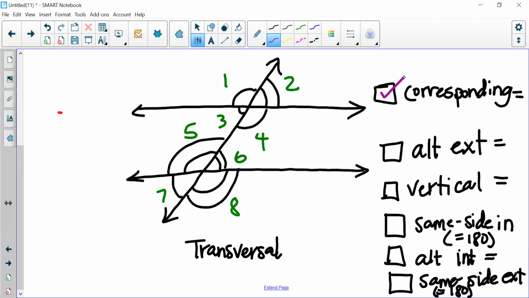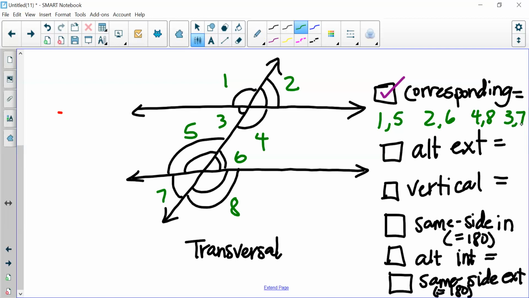Y'all look, angle 1 and angle 5. They're corresponding because they're in the exact same place to the top left of your parallel line. They're in the exact same place, but on 2 different parallel lines, okay? What other angles are corresponding? Okay, 1 and 5, what did y'all say? 2 and 6. Good, 4 and 8. Good, and 3 and 7. Okay.